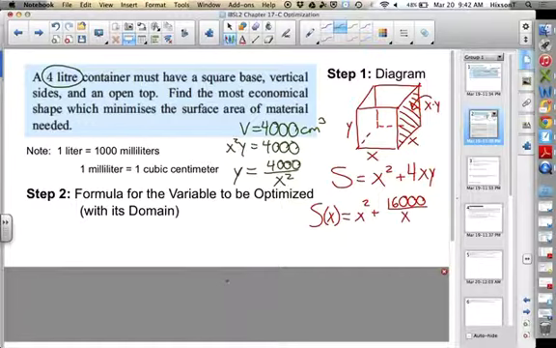Alright? This is really probably the most challenging part of these problems, is getting your equation right. Once you get that, then we're back to doing the same stuff we've been doing for like 3 chapters now. Okay, get your derivative, find a critical value, test it, and give an answer. Alright.